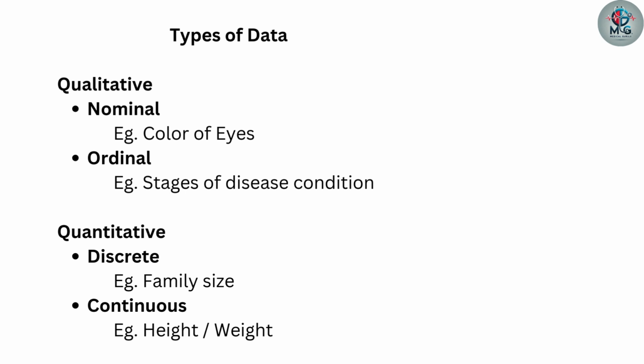Types of data. Qualitative: nominal, e.g., color of eyes; ordinal, e.g., stages of disease condition. Quantitative: discrete, e.g., family size; continuous, e.g., height, weight.